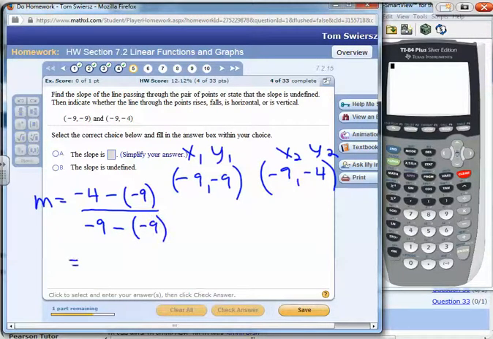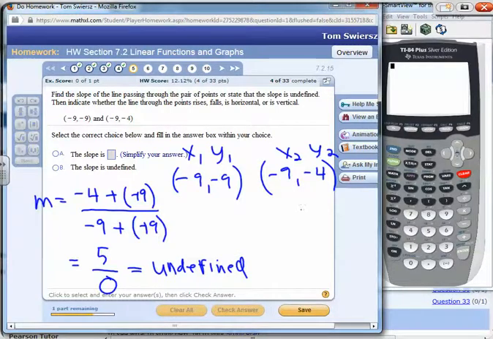Okay, so negative 4 minus a negative 9 is plus a positive 9. 9 minus 4 is a positive 5. Negative 9 minus a negative 9 is plus a positive 9. Negative 9 plus 9 cancel out, right? Gives us 0. So when we have 0 in the denominator, what does it mean? The slope is undefined. Okay?